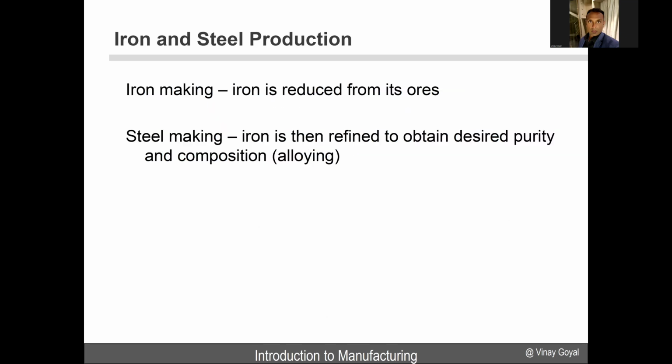So, iron and steel production. Iron making is very important. It's used extensively. I'm going to touch on it at a very high level. Iron is reduced from its ores, and steel making, in this case, is developed by taking iron and refining that to obtain an alloy of a desired purity and composition. Okay, so continuing on here, looking forward.